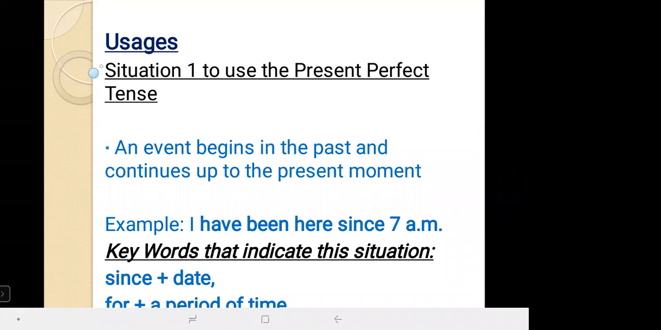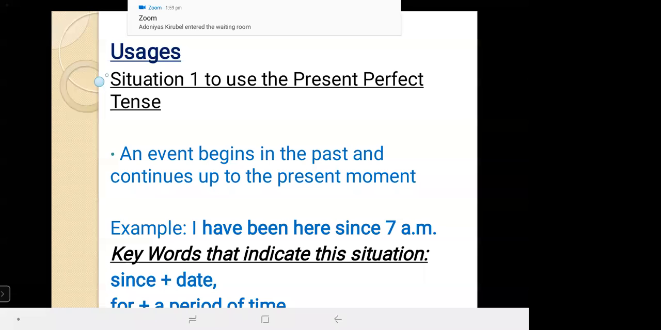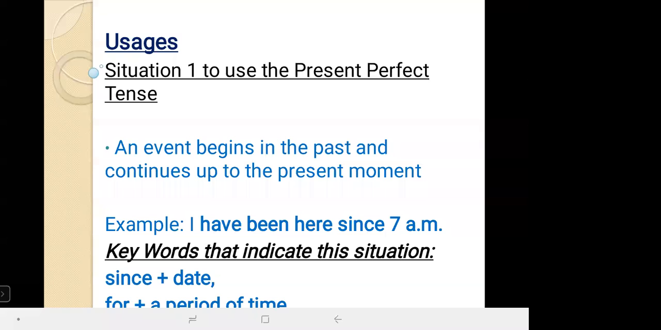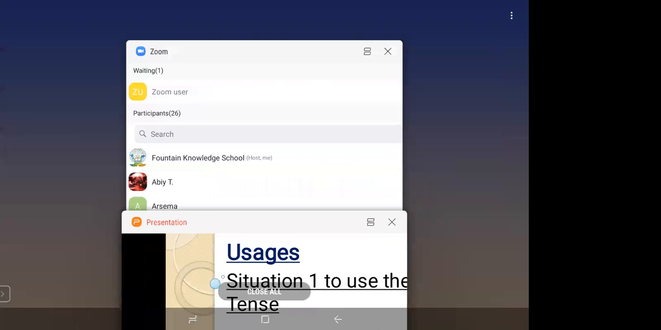In this kind of situation, we use since plus the date, and for, which shows a period of time. I've been here for 3 hours. 3 hours is a period of time. But if you say I've been here since 7 a.m., that is the starting time. It could be the date, it could be a minute, it could be an hour, but you say the starting time in this situation.